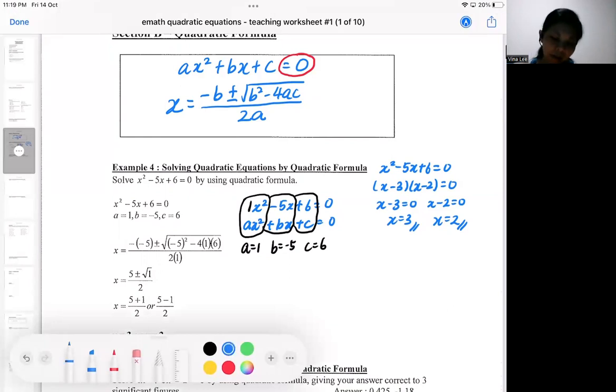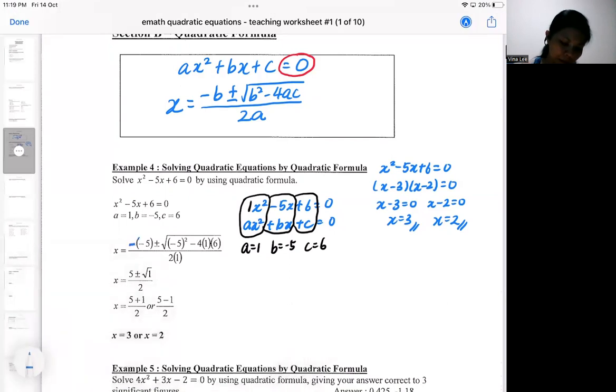So the formula says minus b. Just be mindful that the formula is minus b. If your b is already negative, that means you've got a double negative. That's a possible careless mistake. And there will be a plus minus here. This plus minus enables you to get two possible answers.